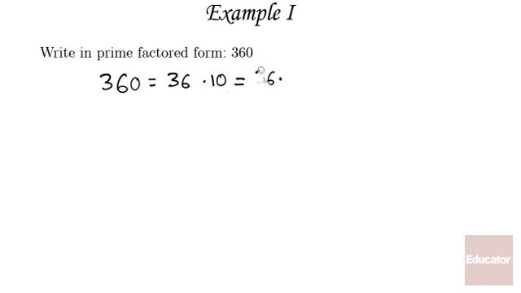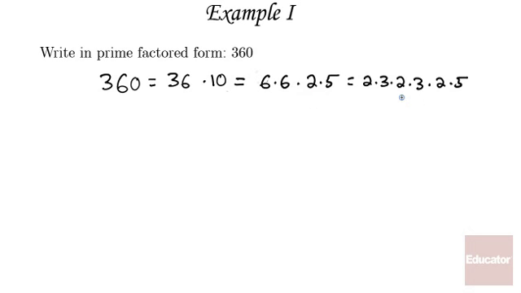So 36 times 10 can be broken down farther. It can be broken down into 6 times 6 times 2 times 5. And I go on, and that's going to break down to 2 times 3 times 2 times 3 times 2 times 5. And I see that I cannot go any farther.